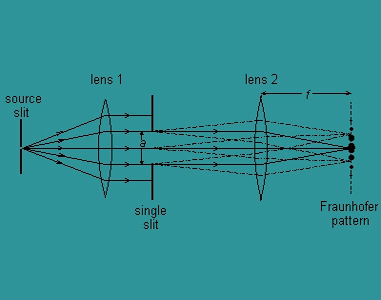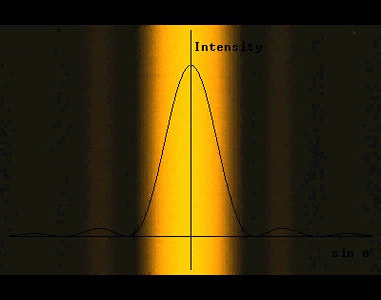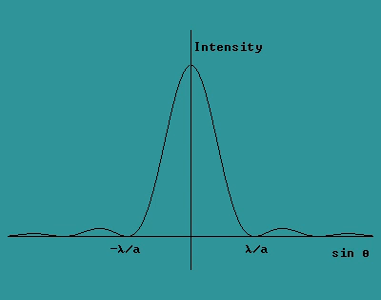When a single-slit diffracting aperture is illuminated by a line source of sodium yellow light, as shown here, a single-slit Fraunhofer diffraction pattern is formed in the image plane. The width of the pattern and the position of the minima are determined by the width A of the diffracting slit and the wavelength lambda of the light used.